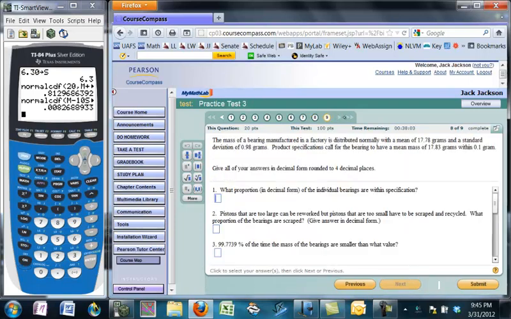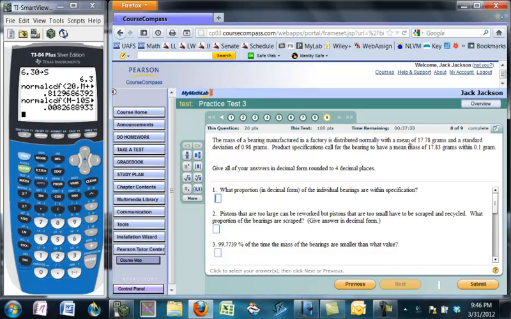How many questions do we have here? Just one more. The mass of a bearing manufactured in a factory is distributed normally with a mean of 17.78 grams and a standard deviation of 0.98 grams. Product specifications call for the bearing to have a mean mass of 17.83 grams within 0.1 gram. Okay, we'll get back to the specifications in a minute.